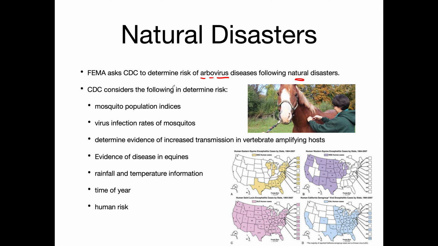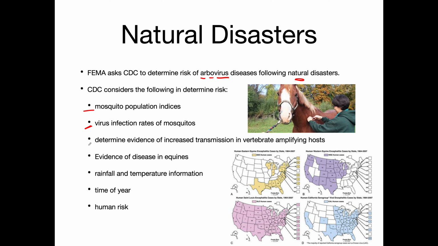So the CDC considers the following different characteristics of surveillance of these arboviruses for determining the risk of the transmission of disease. So has there been a change in the mosquito population index? Are we seeing increases in populations in certain areas, in all areas? Is it focused in one specific area? What are the viral infection rates within the mosquitoes themselves? So we need to set up traps and then bring those mosquitoes back and run PCR on them to find if they're carrying different viruses.